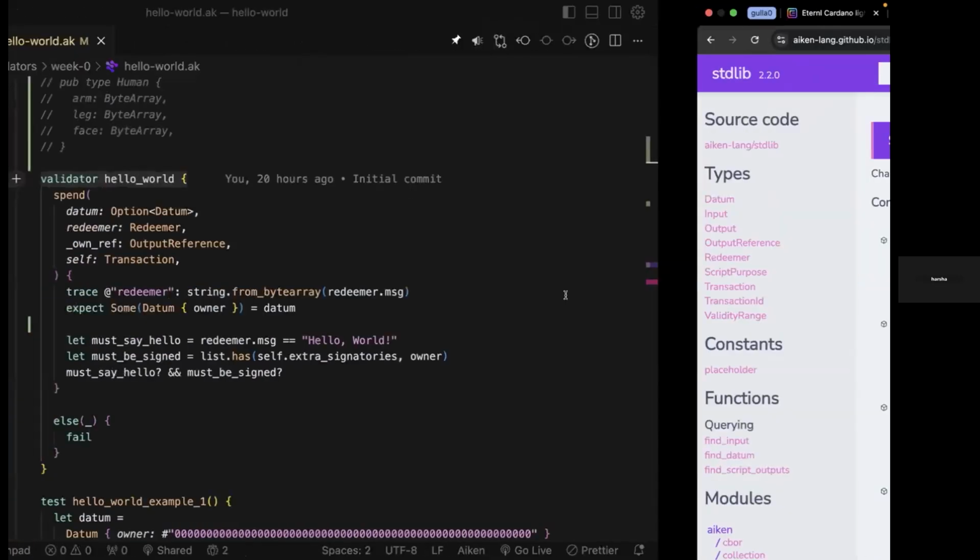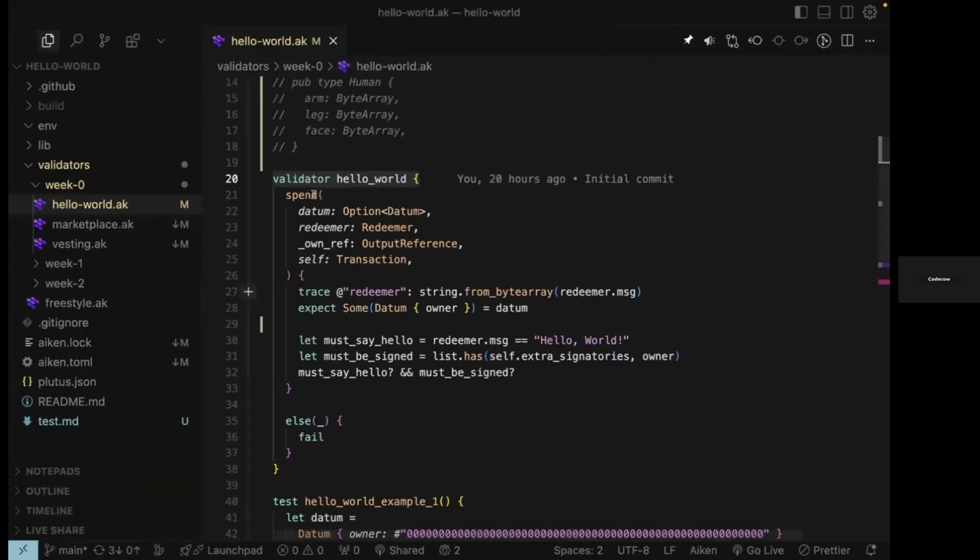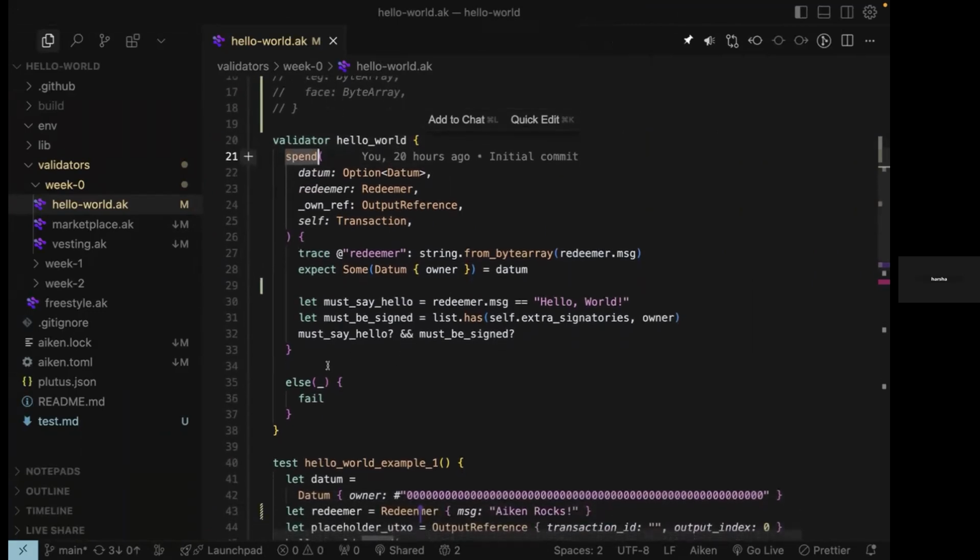So our purpose is spend. Do we have another purpose? We don't have another purpose. It's either spend or else fail. Else fail is like the default action outside of this. Is it fair to say that our validator has two purposes? It can spend or it can fail. Right, the fail is like a default, so let's not call it a purpose.